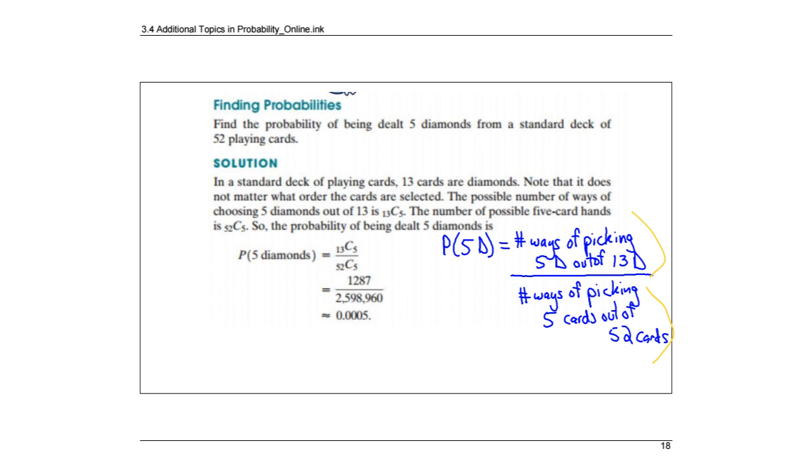So if we're picking 5 diamonds out of 13 diamonds, that means I would have 13C5. It doesn't say anything about order, so we're going to use combination. On top, that is picking 5 diamonds out of 13 diamonds. On the bottom, my total, I'm going to pick 5 cards out of 52 cards. Put that in your calculator just like that, and you will get the answer.